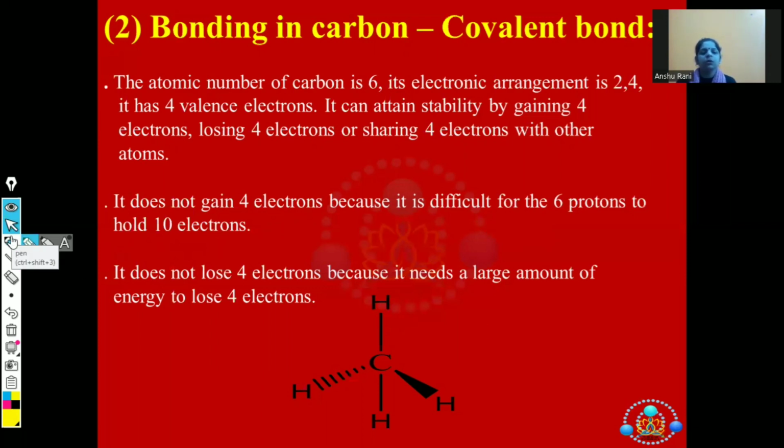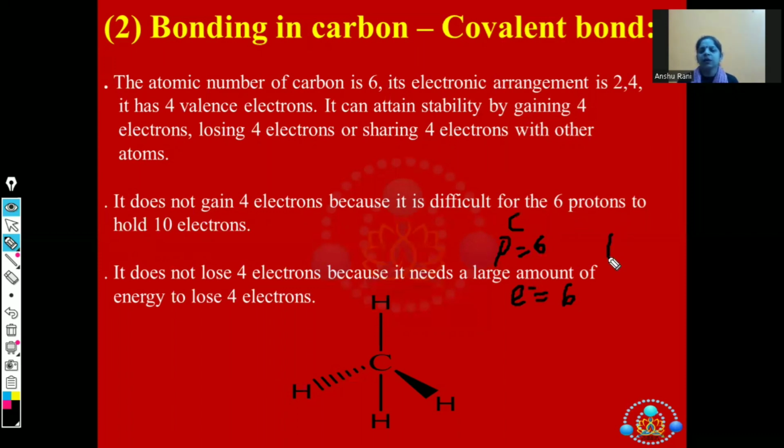what would be the problem? See, carbon initially has 6 protons and 6 electrons, right? Carbon has 6 protons and electrons are also 6. But if carbon wants to gain 4 electrons, at that time carbon will have 6 protons with 10 electrons. It is C4 negative.